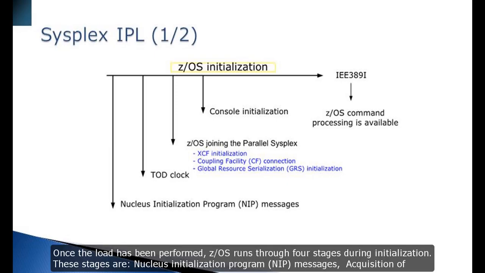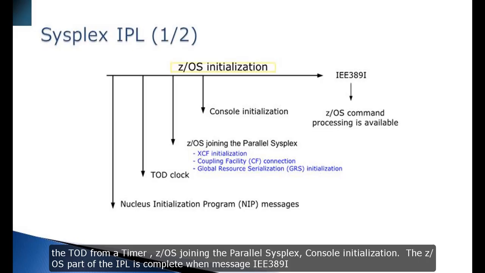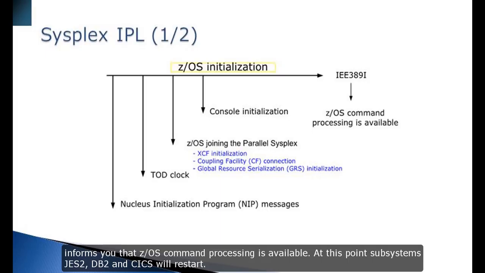Once the load has been performed, z/OS runs through 4 stages during initialization. These stages are nucleus initialization program messages, acquisition of the TOD from a timer, z/OS joining the parallel Sysplex, and console initialization. The z/OS part of the IPL is complete when message 389 informs you that z/OS command processing is available. At this point, subsystems JES, DB2 and CICS will restart.